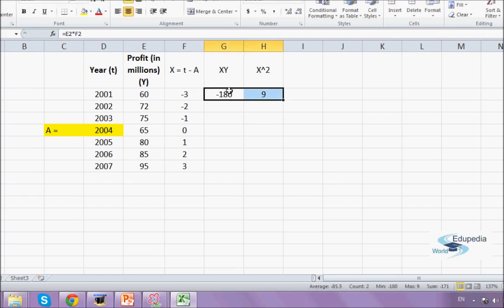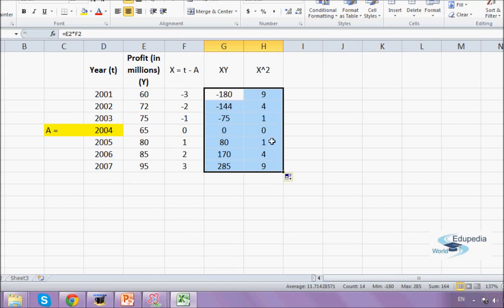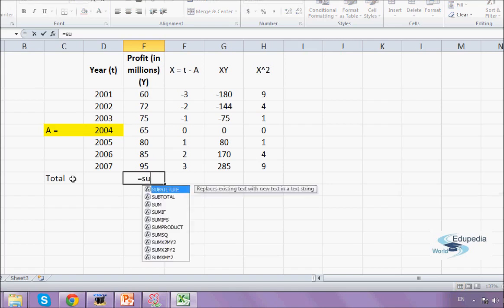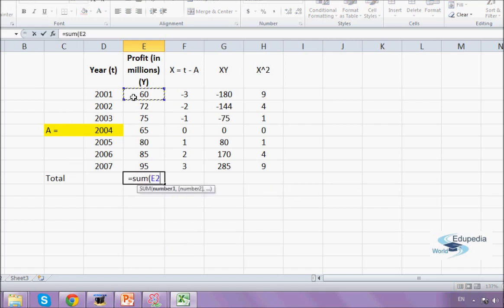Okay, so now let me drag this to the last cell, and here we have the values of xy and x square. Now let me find the sums of all of these. Total sum, of course we don't need it for t because we're not using t in our calculation. Here the sum of y, we need it.